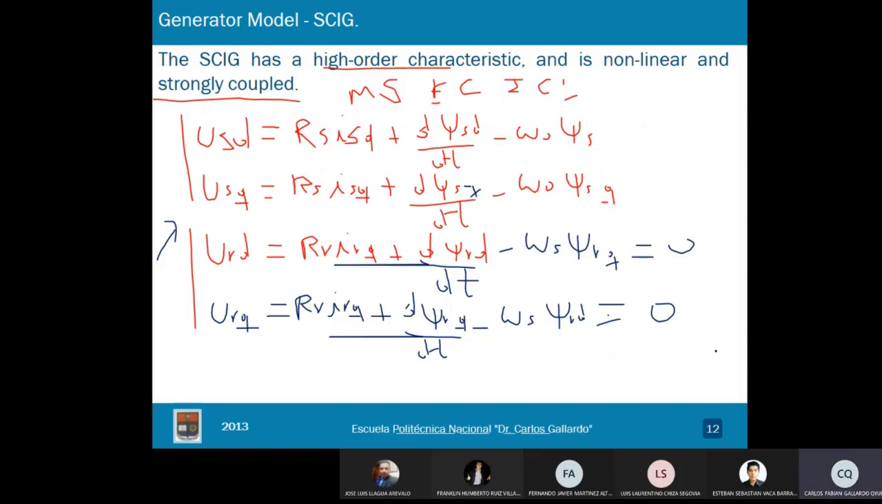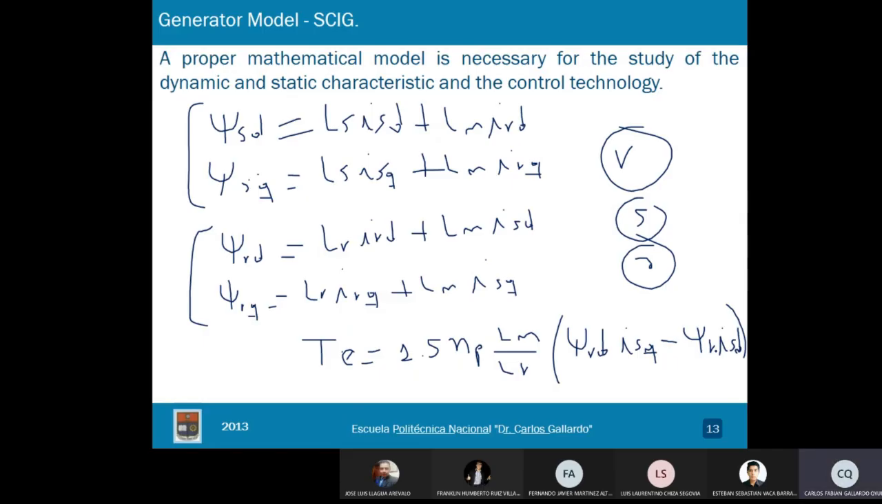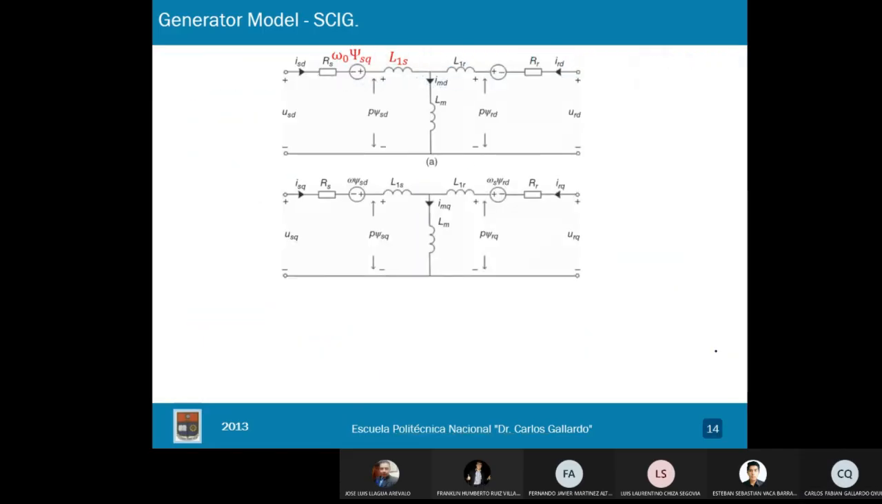So now I am capable to build the electric circuit. The mathematical model of an induction generator in the DQ reference frame and the equivalent circuit at the DQ reference frame is shown in this figure.